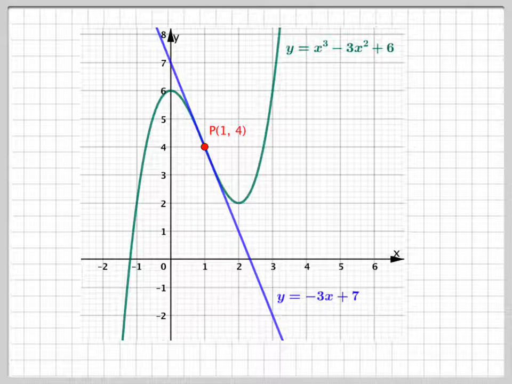So this has been a video to show you how to find the tangent to a curve, the equation of the tangent to a curve at a particular point. I hope you've understood, and I thank you very much for watching.